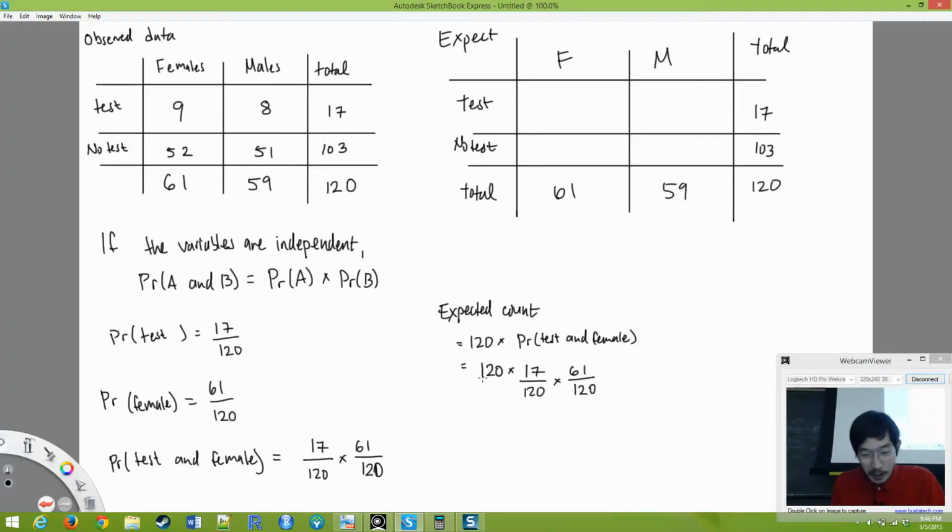All right, so what we see is that this cancels out and this cancels out, and we're left with 17 times 61 over 120. Okay? And so the expected count for any of these cells is going to be the row total times the column total divided by the grand total.